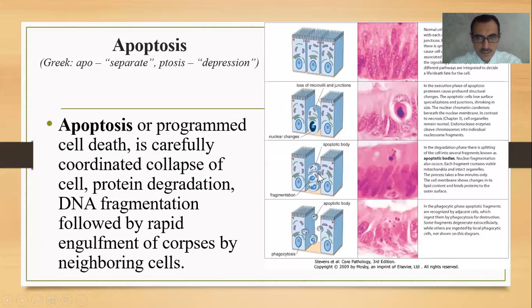The cell membrane shows changes in its lipid contents and binds proteins to the outer surface. In the final phagocytic phase, apoptotic fragments are recognized by adjacent cells as well as macrophages, which ingest them by phagocytosis for destruction. Some fragments degenerate extracellularly, while others are ingested by local phagocytic cells.